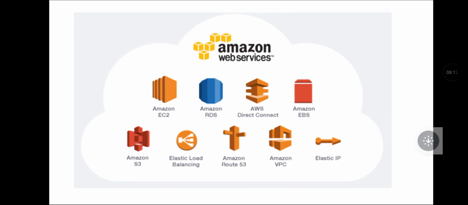Now these are the services we discussed just now, and these are the symbols you see in the structure. You have to understand what each symbol reflects. So Amazon EC2, Amazon RDS, AWS Direct Connect, AWS EBS, Amazon S3, Elastic Load Balancing, Amazon Route 53, Amazon VPC and Elastic IP.